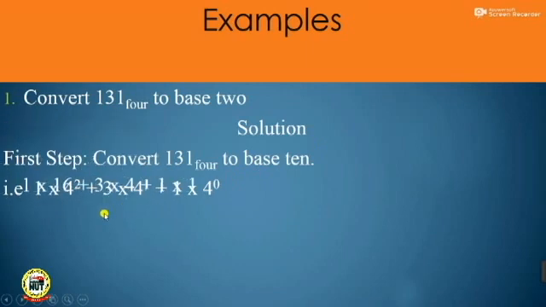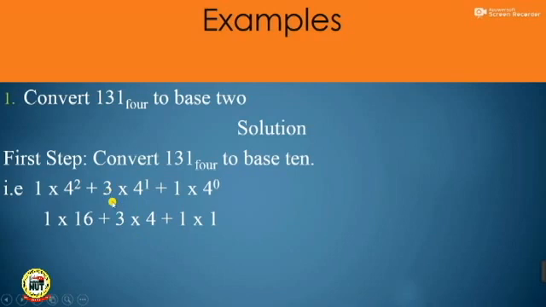So we're going to simplify this now. Remember that 4 squared means 4 times 4. And 4 times 4 is what? 16. Remember, we have 1 times 4 squared. So we have 1 times 16 plus 3 times 4 to the power of 1. 4 raised to the power of 1 simply means 4 in 1 place, or 4 times 1. That will give us 4.